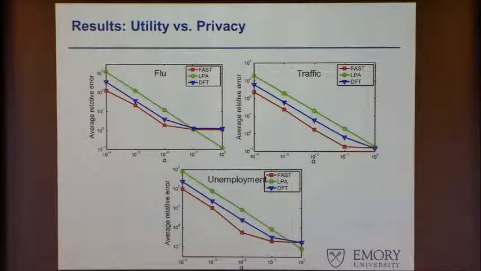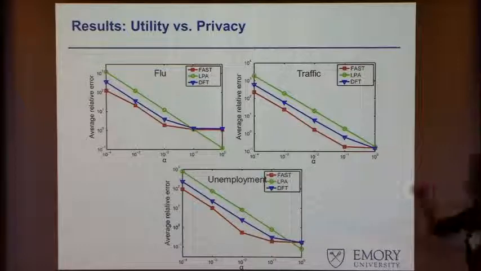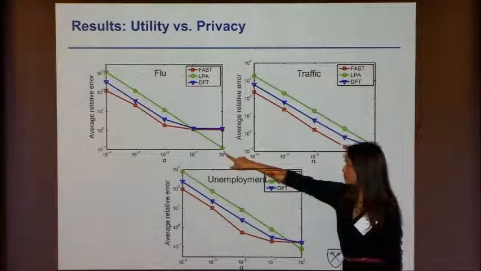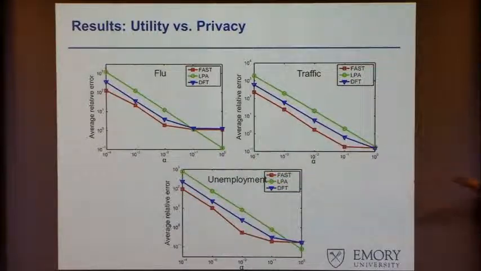This shows the utility versus the different levels of privacy for different data sets, also in comparison with the baseline LPA approach and the discrete Fourier transform approach. The basic message here is that the fast approach works fairly reasonably well. But one interesting factor is that when the alpha value, the differential privacy parameter, is sufficiently high, the LPA approach is actually good. So that's both surprising and not surprising.